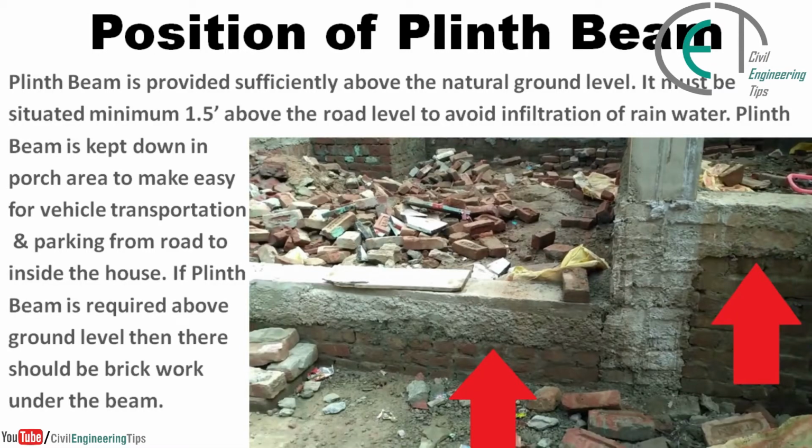Position of plinth beam. Plinth beam is provided sufficiently above the natural ground level. It must be situated minimum 1.5 feet above the road level to avoid infiltration of rainwater. Plinth beam is kept down in porch area to make it easy for vehicle transportation and parking from road to inside the house. If plinth beam is required above the ground level, then there should be brickwork under the beam.